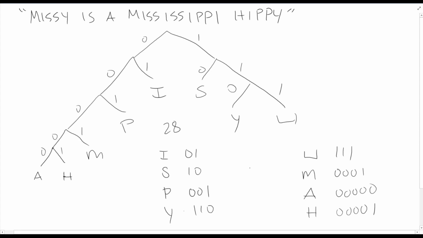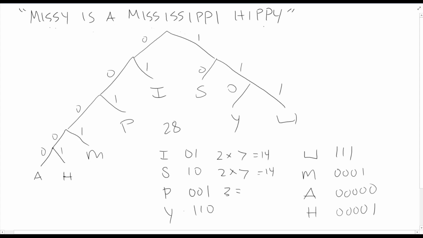Okay, I do want to compute sort of a compression ratio. To do that, I need to go back and look at my frequency counts again. So here, my I is of length 2, and how many of them were there? Let's double check. 1, 2, 3, 4, 5, 6, 7. There were 7, so that was 14. Next up again, 2 times how many S's did we have? I think it was also 7, but let's check. 1, 2, 3, 4, 5, 6, 7. Okay, 7. Another 14.